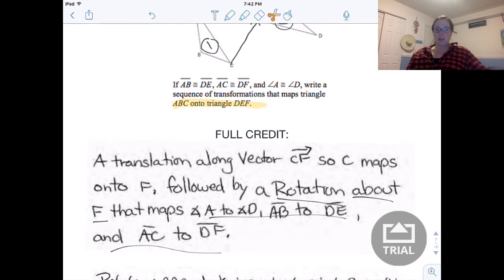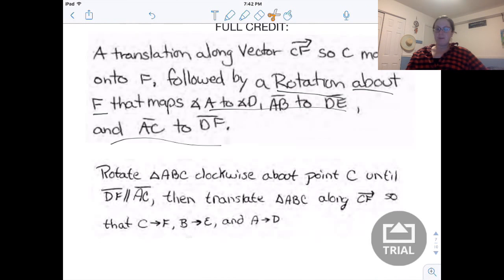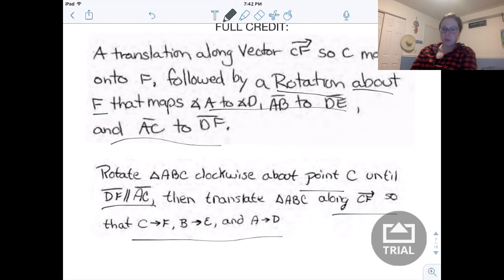This was another. Rotate ABC clockwise around point C. They gave me my center until the segments were parallel. And then translate along the vector so that we knew what point mapped to what. Okay? So let's actually look at some that wouldn't.